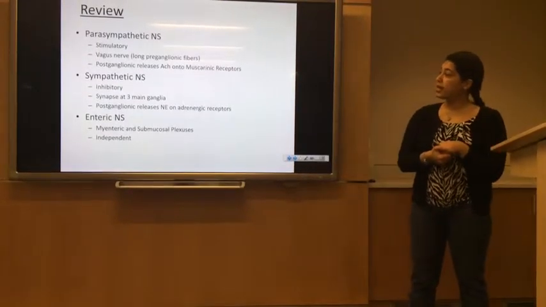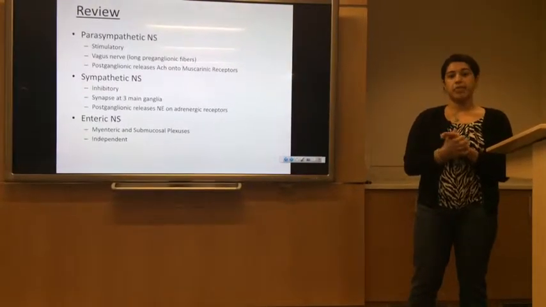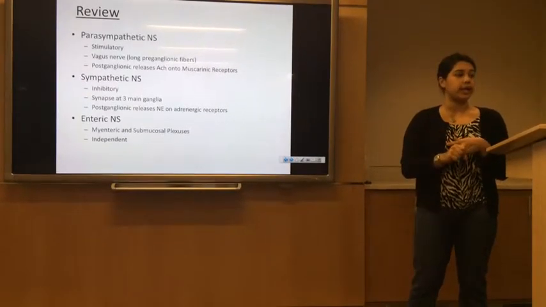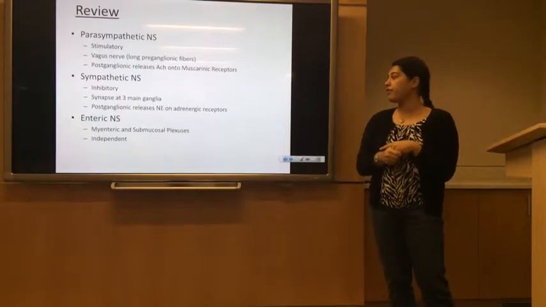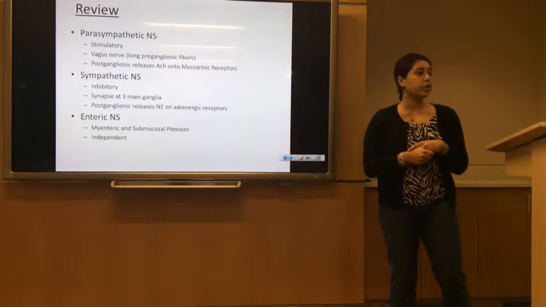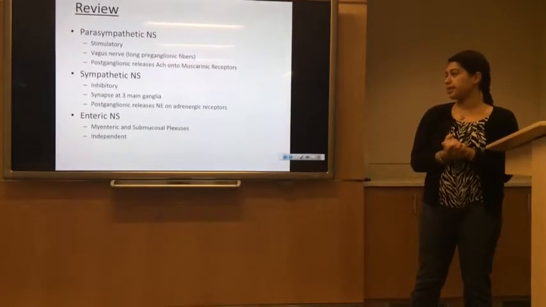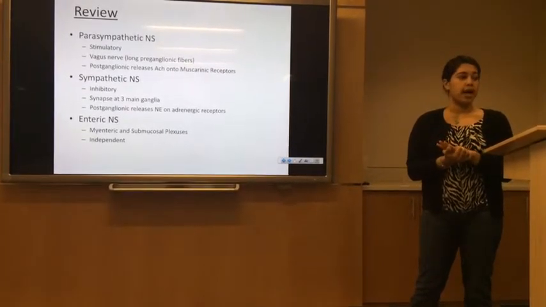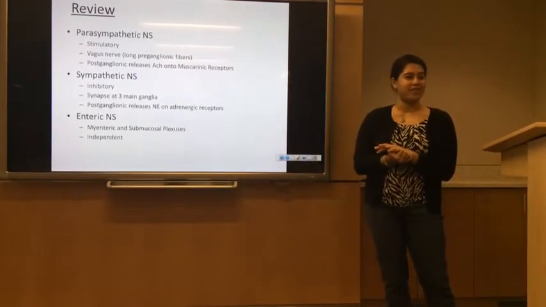Then we have the sympathetic nervous system, which we talked about being inhibitory. It synapses at three main ganglia: the celiac, the superior mesenteric, and the inferior mesenteric. Again, its postganglionic fibers release norepinephrine onto adrenergic receptors. And finally, we concluded with the enteric nervous system, which is composed of the two plexuses, the myenteric and submucosal. Again, the enteric nervous system works independently of the sympathetic and parasympathetic nervous systems.